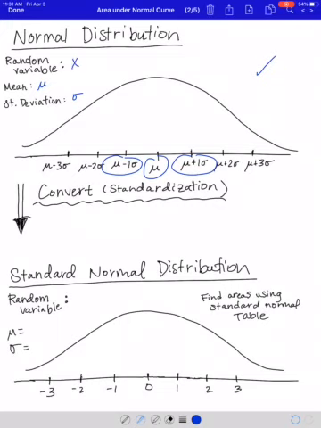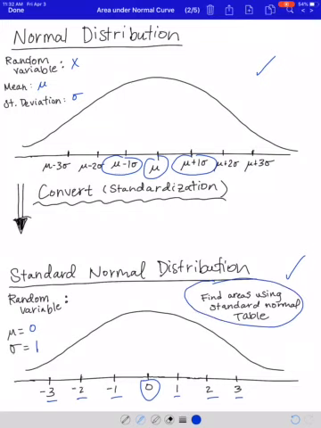We also saw the standard normal distribution, which has a mean of 0 and a standard deviation of 1. So we have the mean right in the middle, and we can easily label 1, 2, or 3 standard deviations above the mean, or 1, 2, or 3 standard deviations below the mean. And last time we saw how to find the areas under this standard normal distribution using the standard normal table.